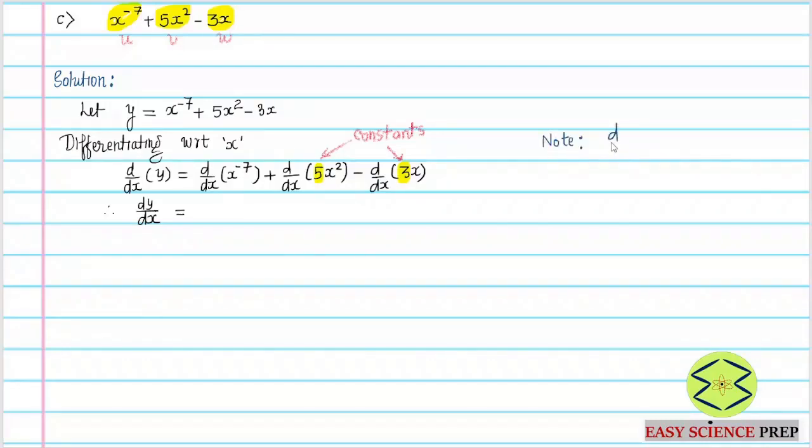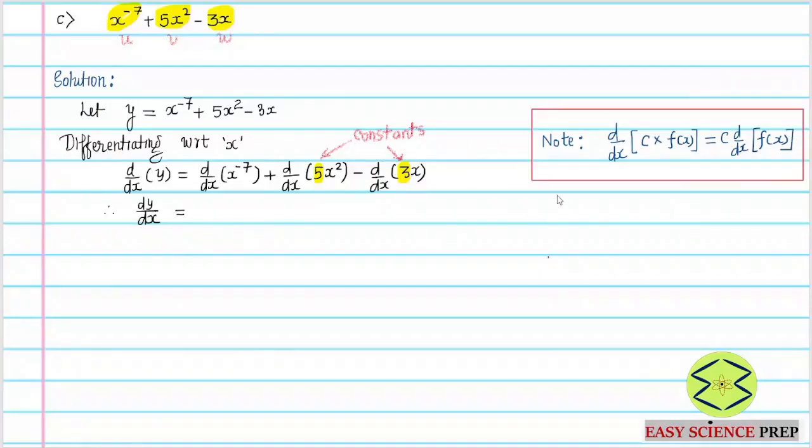Please note that differentiation of a constant times a function of x, the constant would come outside, and then differentiation would be only applicable to the function of x. This is a very important point to remember. Whenever you differentiate a function multiplied by a constant, the constant can be simply taken out of differentiation and you can apply differentiation to the function of x.